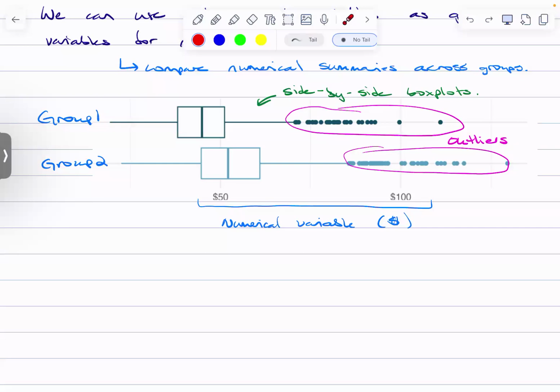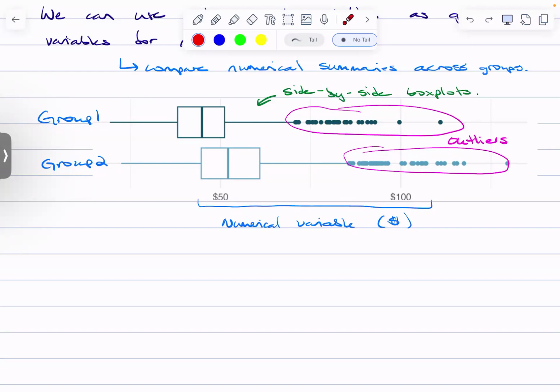And we can still compare distributions, right? If this is our scale, here's 50, here's 100, presumably 0 somewhere down here, then which group had higher dollar amounts? Group 2, right? They start higher, they end higher, generally just higher. And so even without knowing about the numerical summaries, we can compare those two groups.